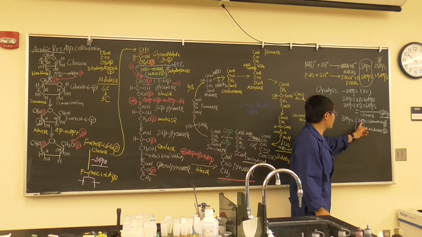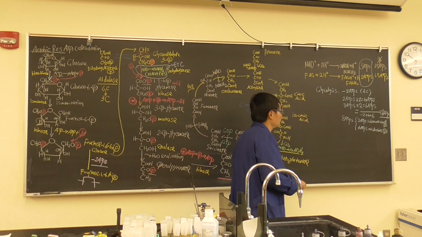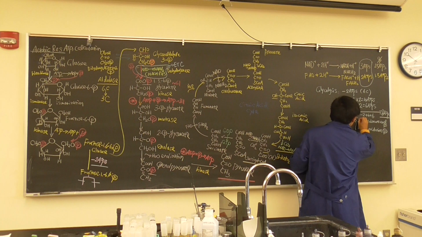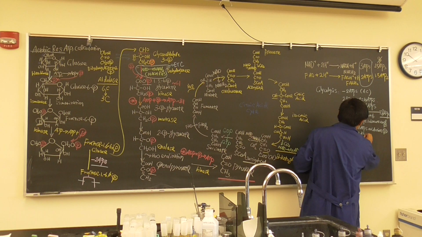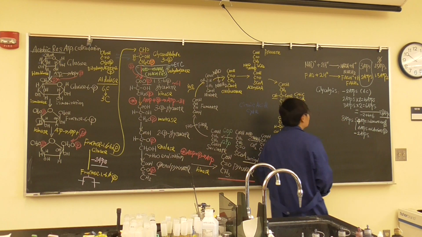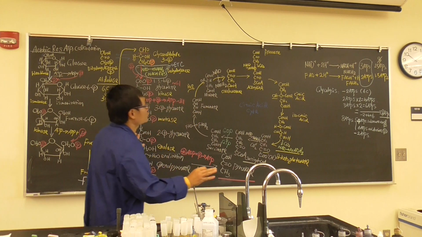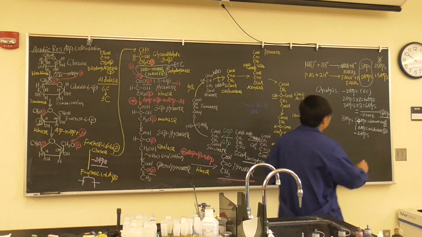Now, of course, that is one line of each. Sorry, that's 4 ATPs, not 2. That's 4 ATPs. Okay? Because we used the 2, so -2. Okay. That's glycolysis, 8 ATPs.